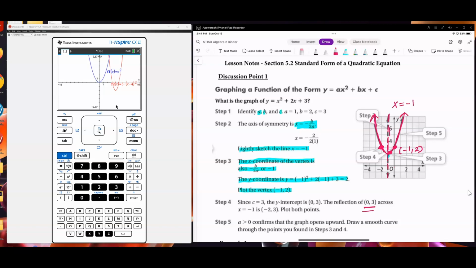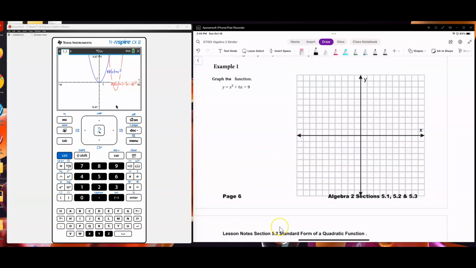So now you know that the domain is all reals. You know that the range is y is greater than or equal to 2. And you also know that the vertex is negative 1, 2. And it's a minimum point, right? So we're going to graph this equation the same method. We're going to identify the coefficients. So we have A equals 1, B equals 6, C equals 9.